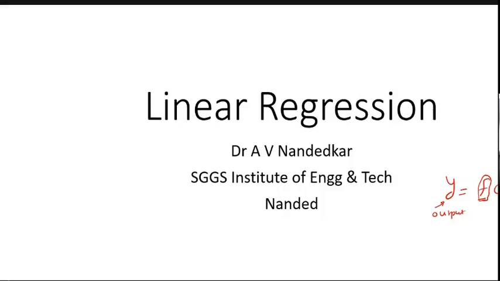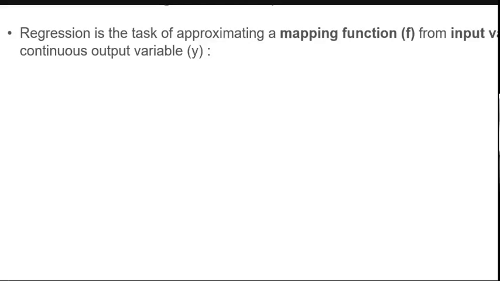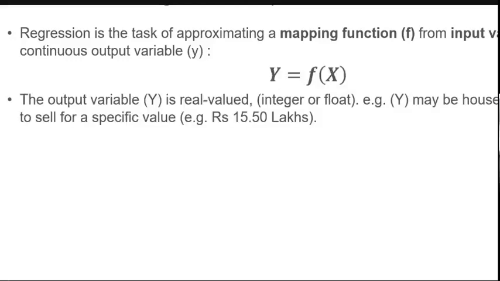So this kind of prediction is called regression. Given any value of x, if you are able to find the value of y, then this is something like an estimation. So what is regression? It is the task of approximating a mapping function f from input variable x to a continuous output y. You can have this relation, y is equal to f of x. The output variable y is a real valued integer or float. It can be some number, maybe like 2.3, 2.5, any such number is the actual value.